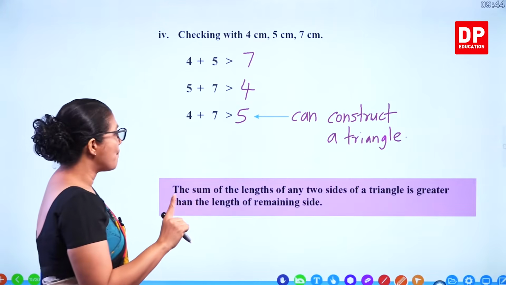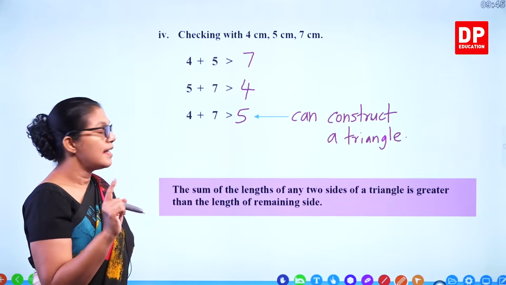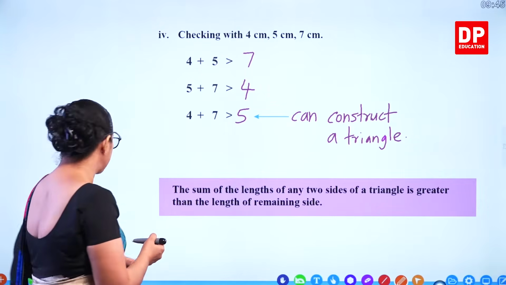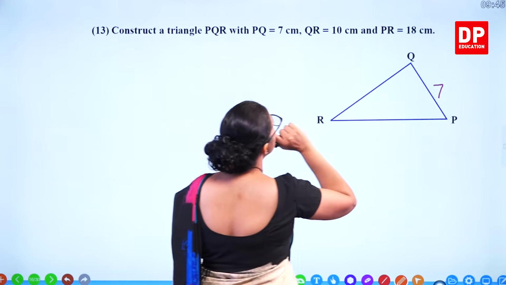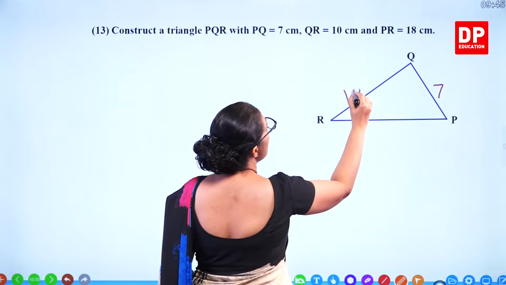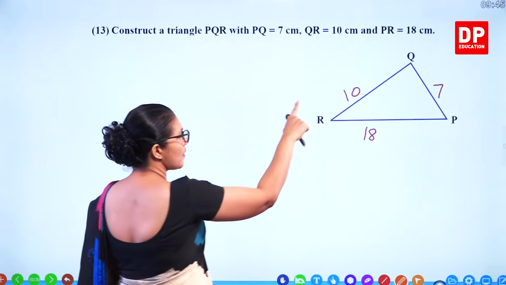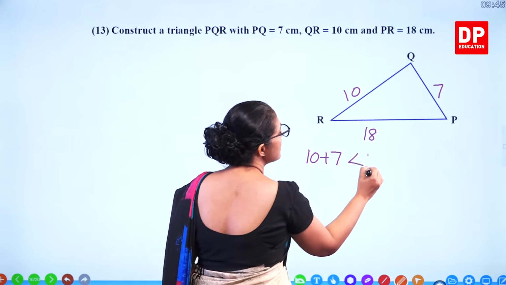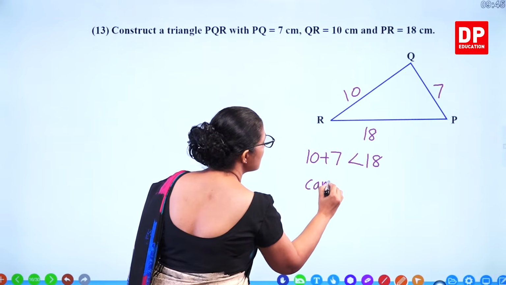So the sum of the lengths of any two sides of a triangle is greater than the length of the remaining side to construct a triangle. Construct a triangle PQR with PQ 7, QR 10 and PR 18. Can we do that? We'll check. 10 plus 7 is 17. 17 is less than 18. So you cannot construct the triangle.